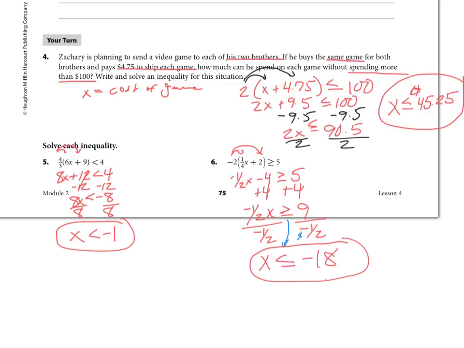Here's the difference. In this problem, we divided by a positive 8. Even though this is a negative, it's what we multiply or divide by. So since we divided by a positive 8, my symbol stays the same. Whereas over here, I divided by negative 1/2. Because I divided by a negative, if you look, my inequality symbol had to be flipped. That is the one difference in an inequality and then an equation. So please pay attention to that.